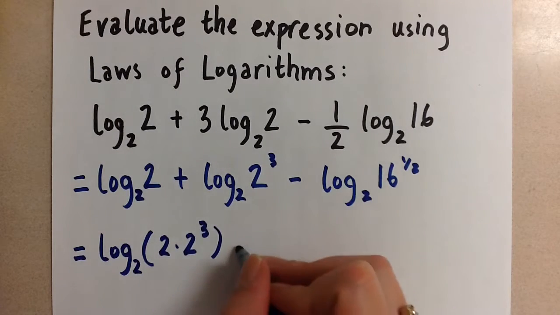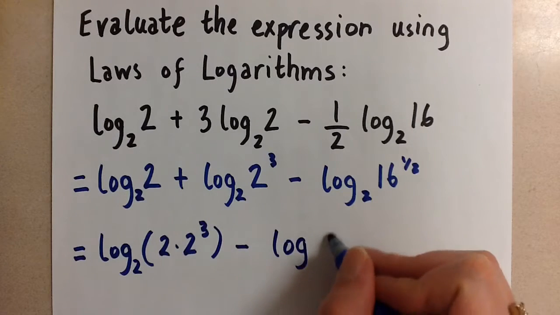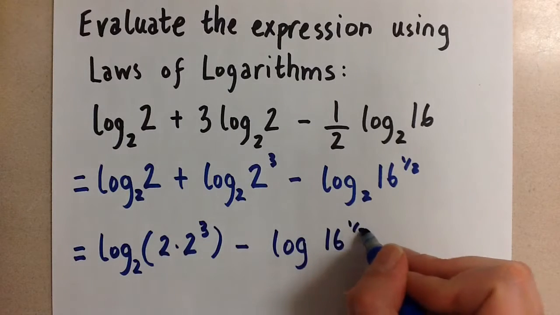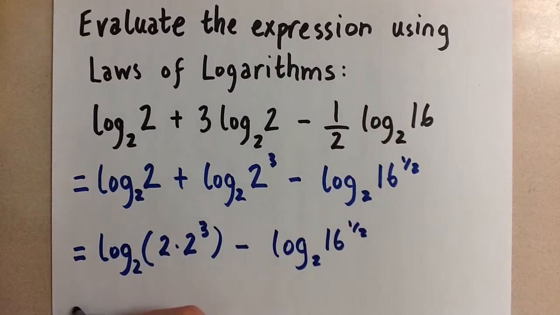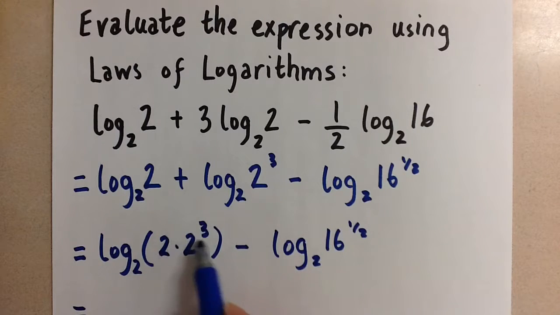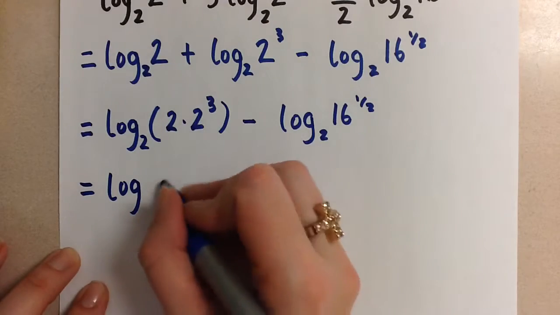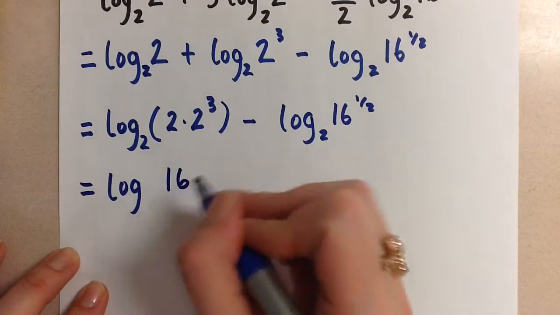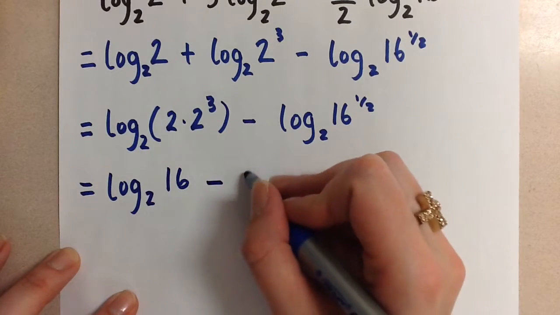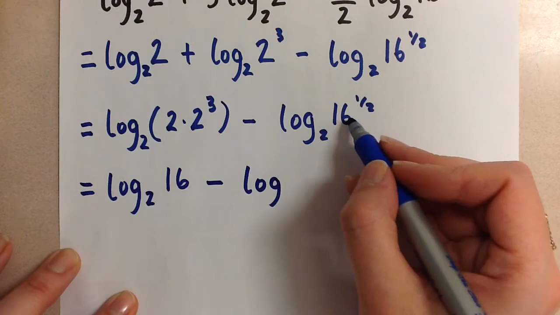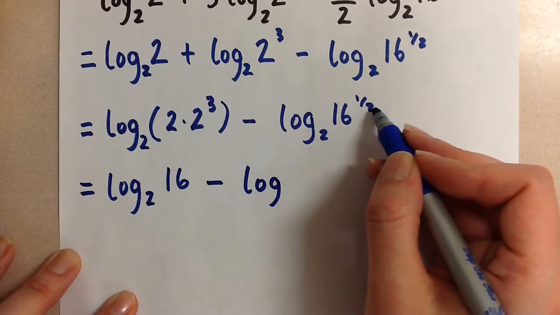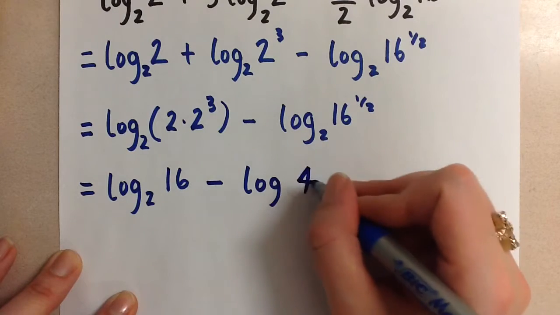to the base 2. And then we still have this minus log of 16 to the 1/2 to the base 2. Okay. So let's combine these exponents together. We have a base 2, so we can add the exponents. 1 plus 3 gives us 2 to the power of 4 here. So this can be simplified to the log of 2 to the power of 4, which is 16 to the base 2, minus the log of, let's evaluate this now, because 16 to the 1/2 is the square root of 16, so we're just going to simplify that to 4.